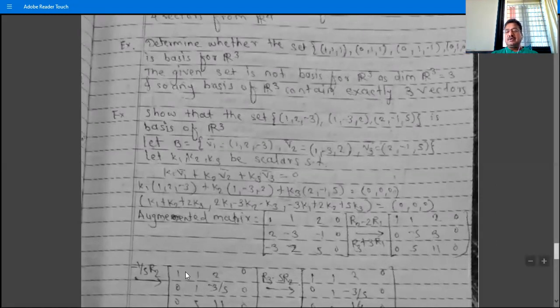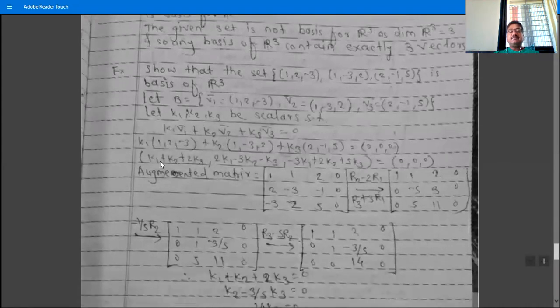So let K1, K2, K3 be scalars such that K1 V1 plus K2 V2 plus K3 V3 is equal to 0. Write V1 bar, V2 bar, V3 bar, 0 bar. This 0 bar is (0, 0, 0). Then apply the definition of scalar multiplication and vector addition. That is, multiply by K1, multiply by K2, multiply by K3, and then add the corresponding vector components. We have this.